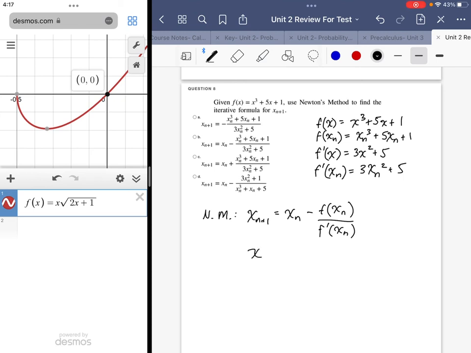All right, so this recursive function, which calls on a previous computation, is just going to be x sub n plus 1 is equal to x sub n minus this divided by this.